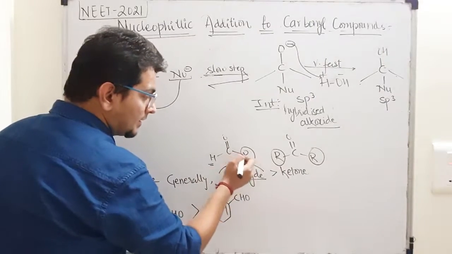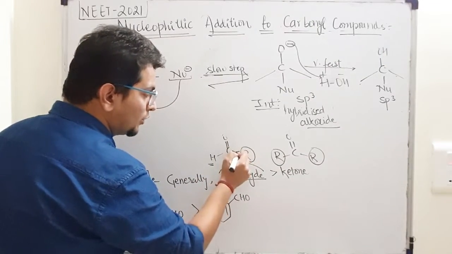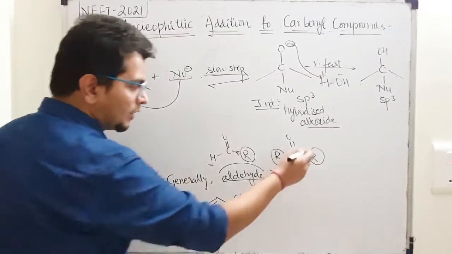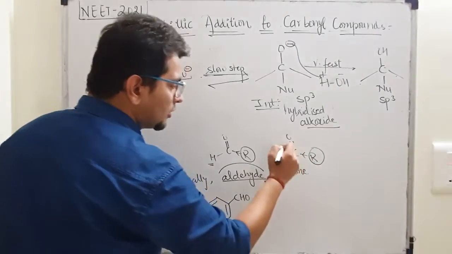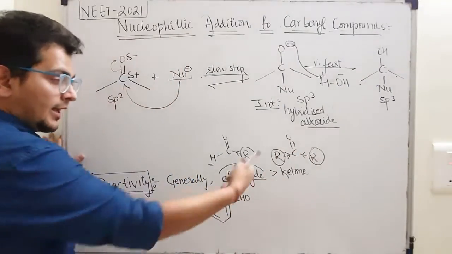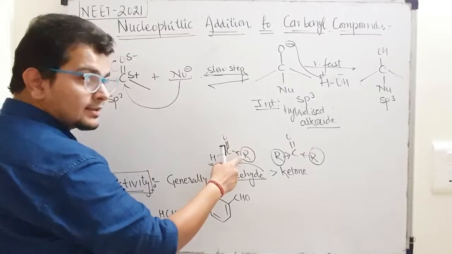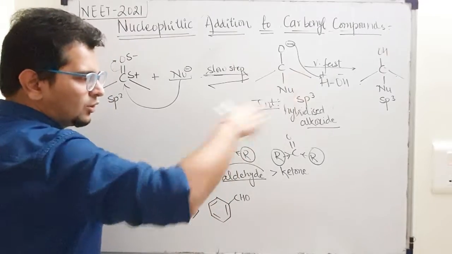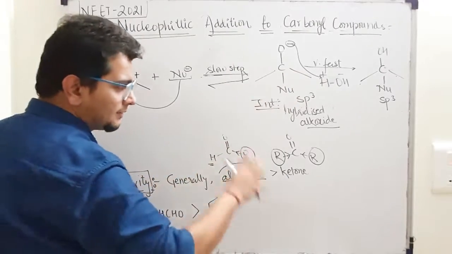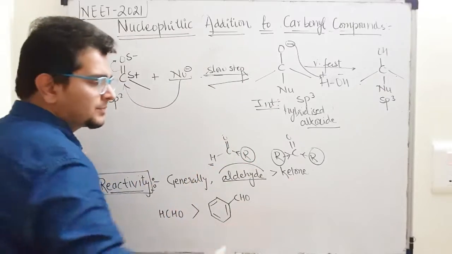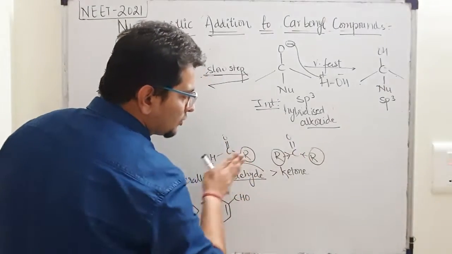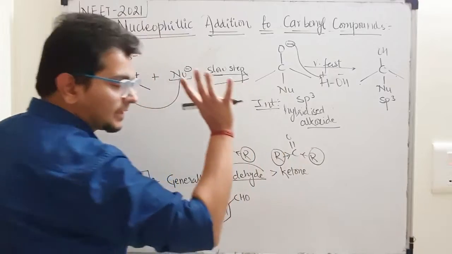NCERT says that R will have an electron donating capacity. Here also R will have an electron donating capacity. Here more electron donation, because H neither gives electron nor takes electron. In that way you can understand for organic chemistry, for simplicity we say: R here gives electron, R here gives electron. This is the plus I effect.